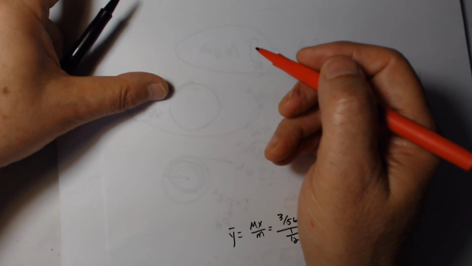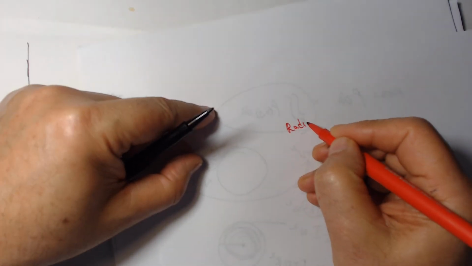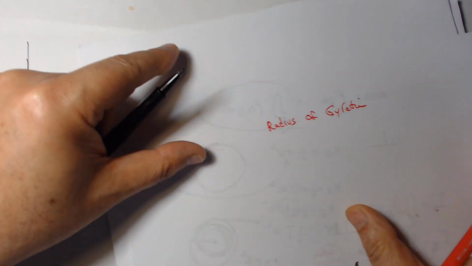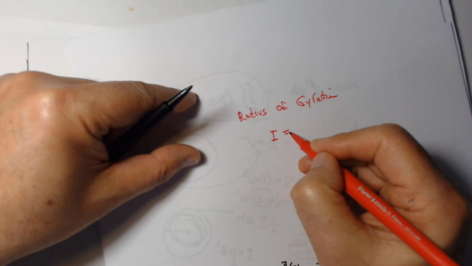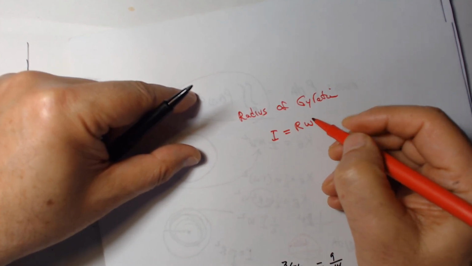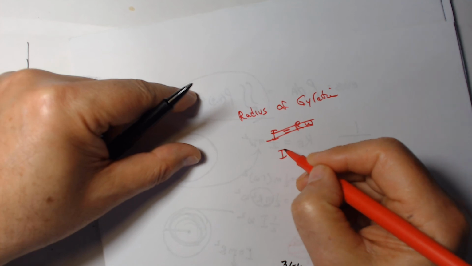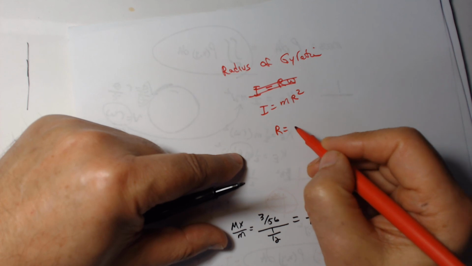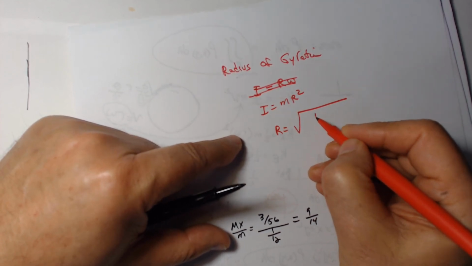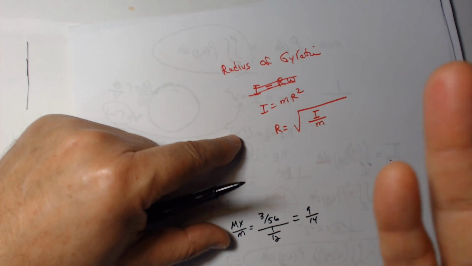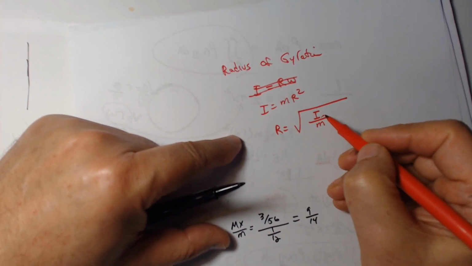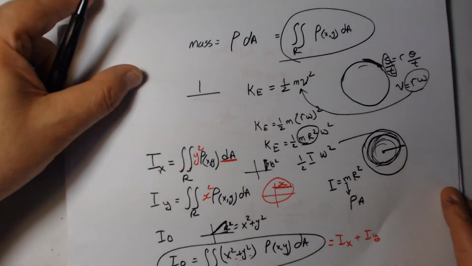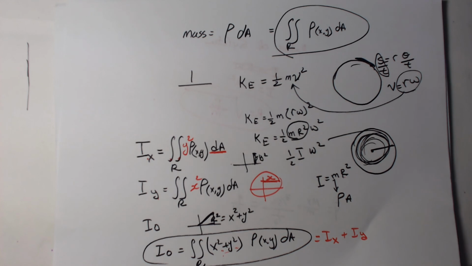Another thing you need to know in here is the radius of gyration. What is the radius of gyration? You said I is equal to m r squared. That r is the radius of gyration. The radius can be only positive and is the square root of I over m. Therefore, if you need a radius of gyration respect to x or respect to y, that's something you're going to see in physics.